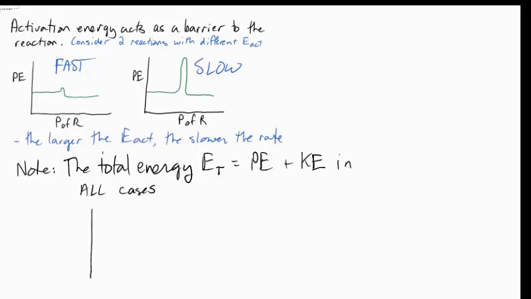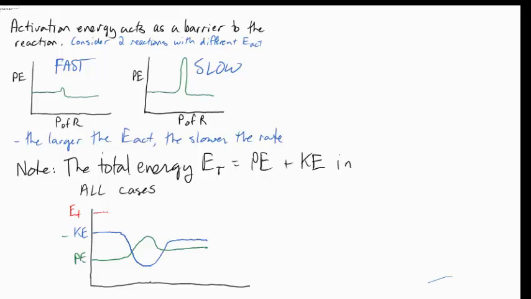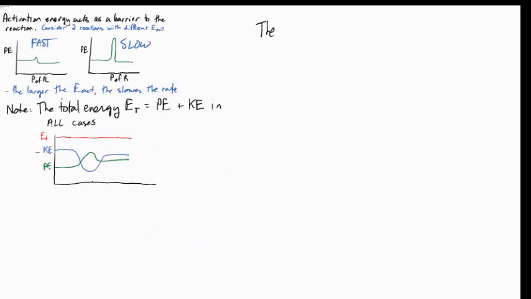I also want to talk about the total energy of a system. That's the energy that's stored, potential energy, plus the energy of motion. Here's a potential energy line, similar to what we've seen for endothermic. Well, the kinetic energy goes in the opposite way. As potential energy goes up, kinetic energy goes down, and vice versa. But the total energy of the system is always constant.